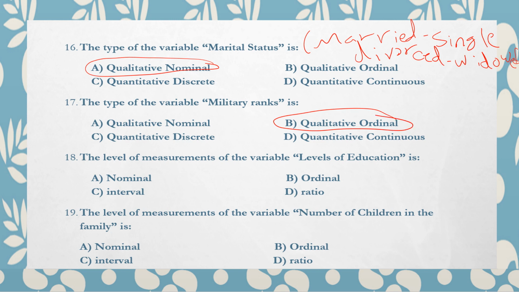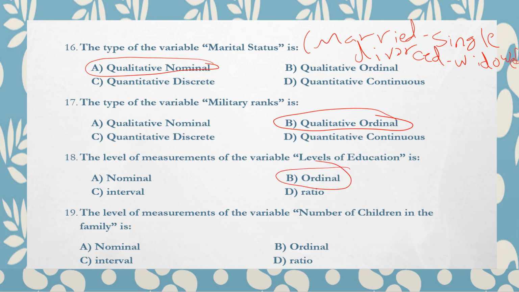The level of measurement of the variable, levels of education. Level of education is a non-numeric or categorical data and can be arranged. So these data are qualitative ordinal data, and can be measured by the ordinal level of measurement, and the right answer is B.